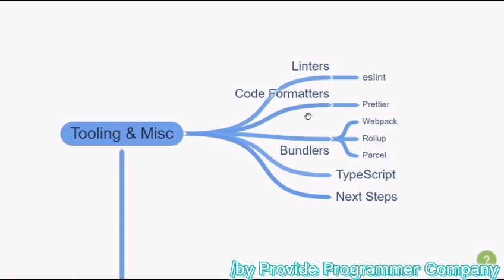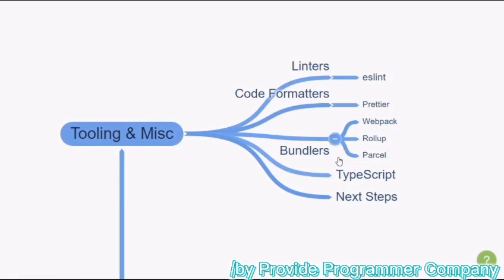Next, we have code formatters. Code formatters are somewhat related to linters, except that rather than point out errors in your code, they usually tend to make sure your code is formatted correctly and according to your style rules. Ideally, it will also automatically fix any errors that are found.